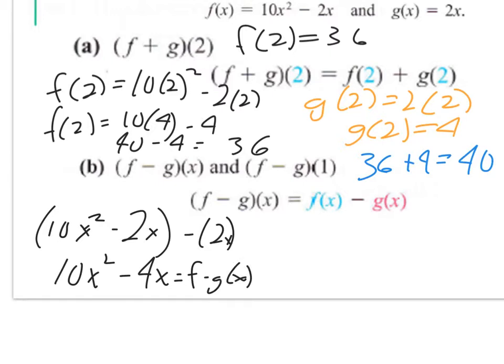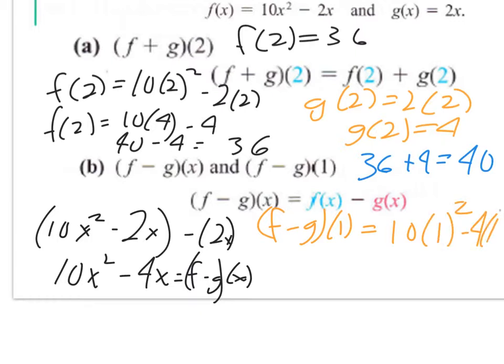And then to find f minus g of 1, I could do that very similar to how I did a, where I just found f of 2 plus g of 2. I could also take the f minus g of x function and just replace the x with a 1. If I do that, since I already have the f minus g of x, then f minus g of 1 just becomes 10 times 1 squared minus 4 times 1. Of course, 1 squared is 1, so it would just be 10 minus 4.